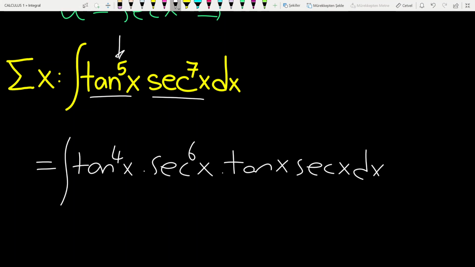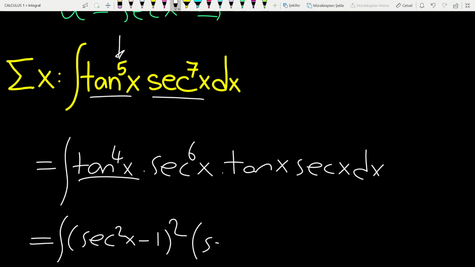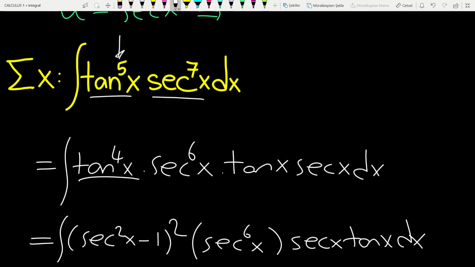In this step, I use the trigonometric identity. Since tangent square is secant square minus 1, I have secant square x minus 1, squared, instead of tangent to the power 4. I have secant to the power 6. I don't change this part. And I also have tangent x secant x dx.